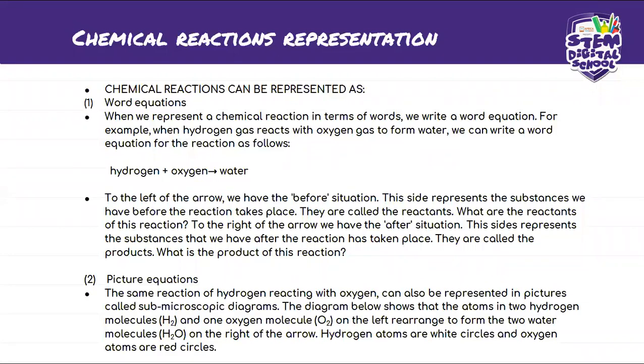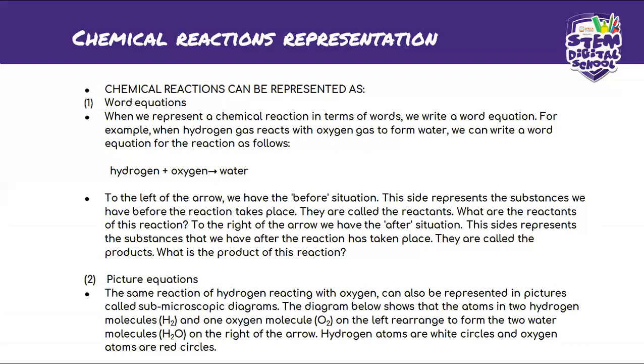To the right of the arrow, we have the after situation. This side represents the substances we have after the reaction has taken place. They are called the products. What is the product of this reaction? Yes, your guess is as good as mine. From the word equation, we have water.